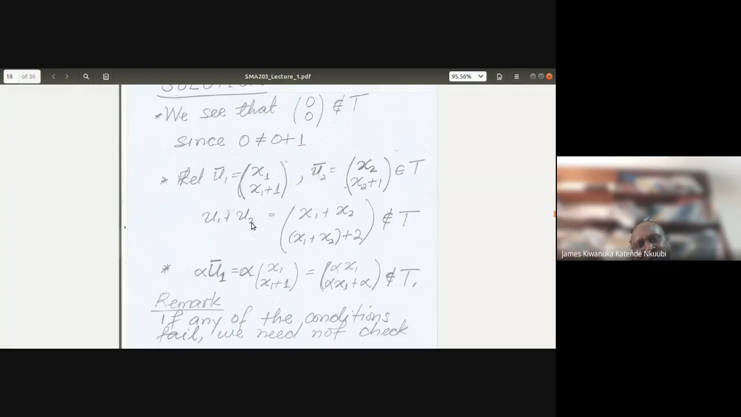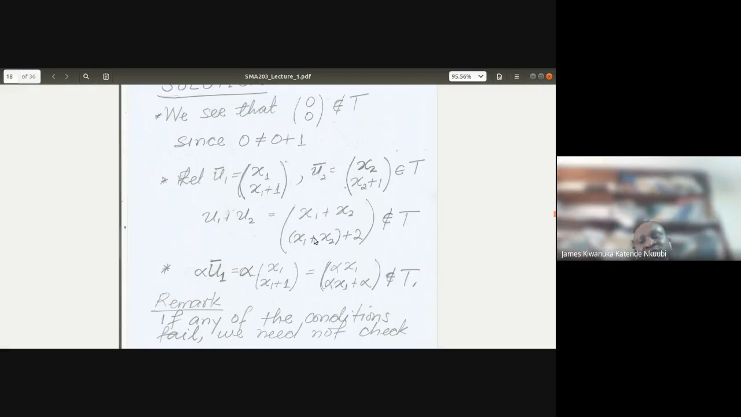Bar u1 plus bar u2 will be equal to x1 plus x2. And when you arrange all this, you will have x1 plus x2 in brackets. I'll skip some steps and just go into the last part. So the first component is x1 plus x2. The second one is x1 plus x2 plus 2.